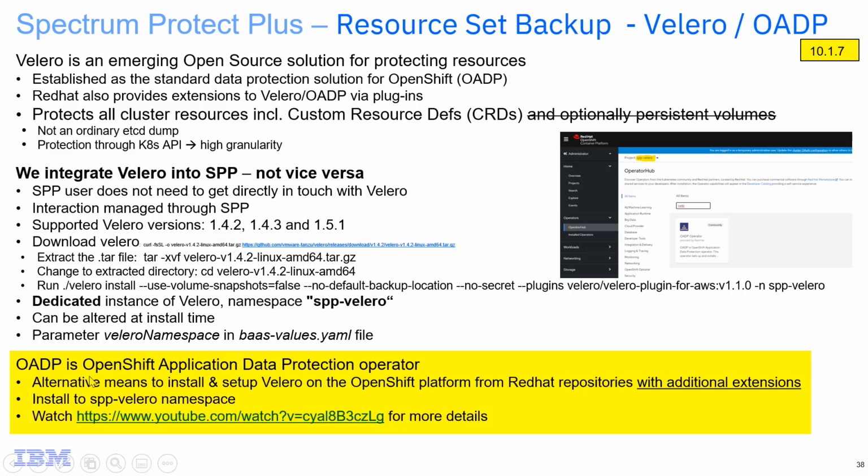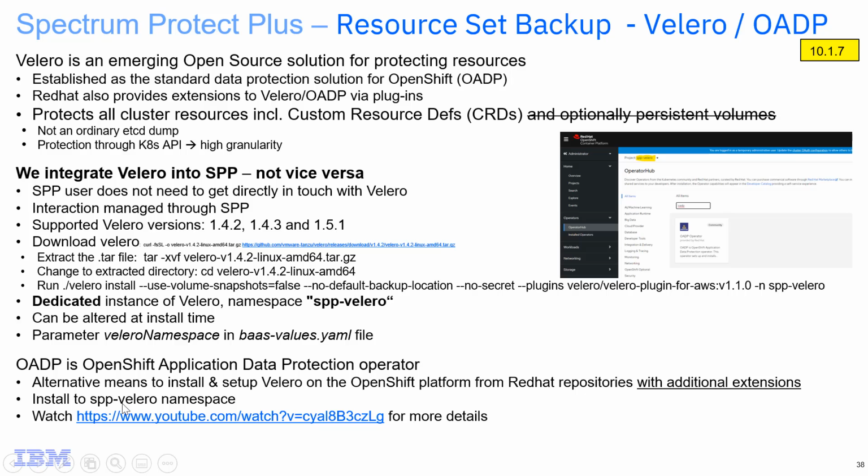Now, OADP is going to be your OpenShift application data protection operator. It does have a different install path. You can see that here in this graphic. There's a good video out there about installing that. And once again, you will want to install that into the spp-velero namespace.